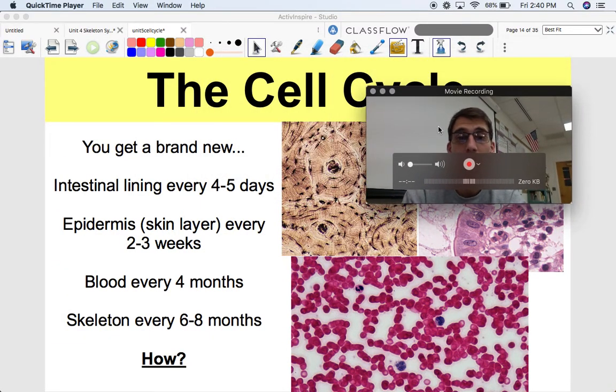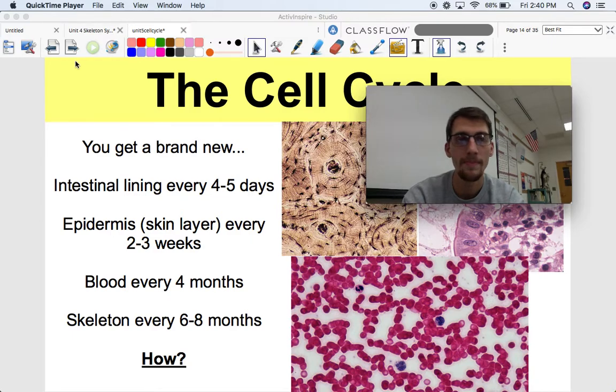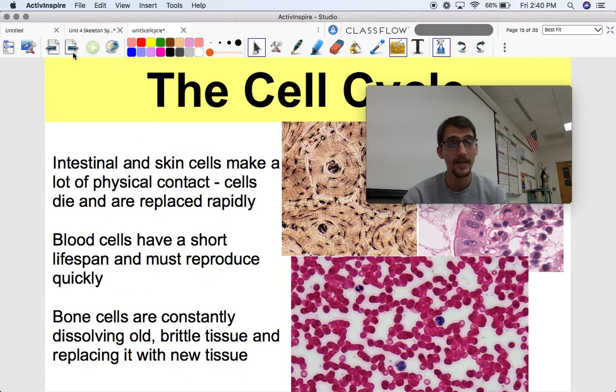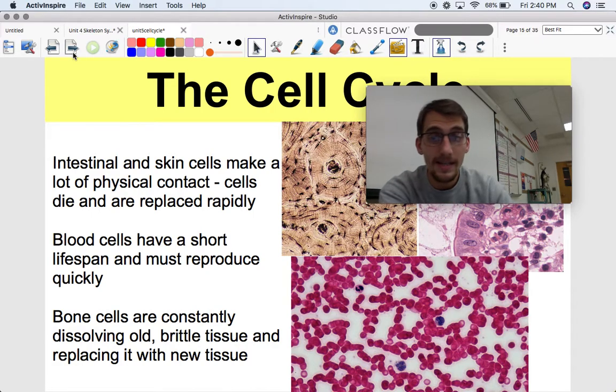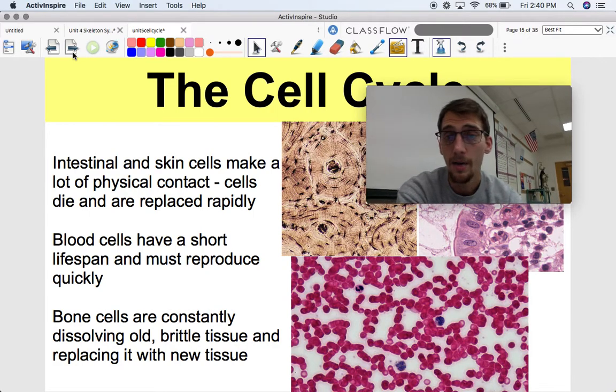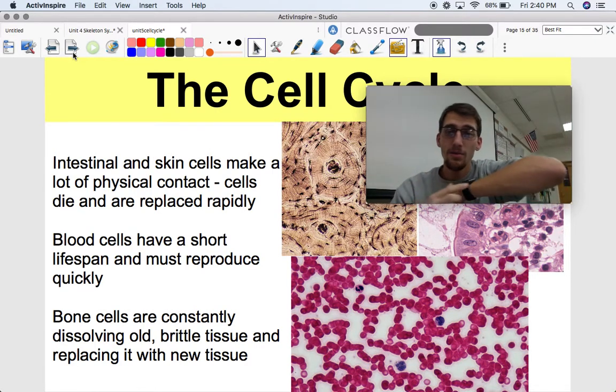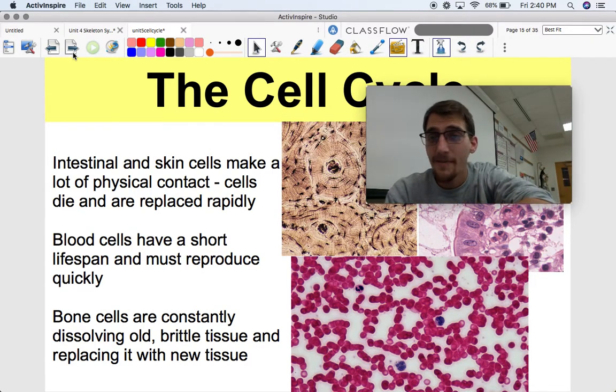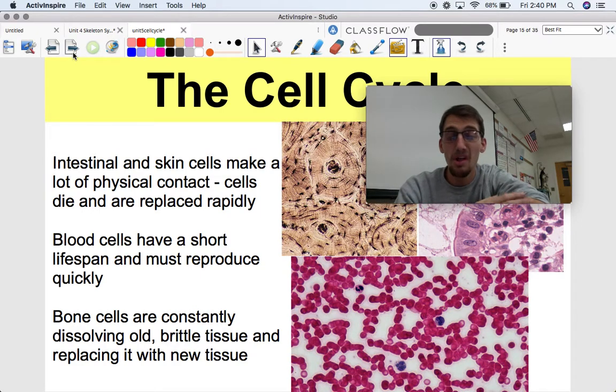Okay, so let's get back to these two questions here. How do your body parts replace themselves? Well, the short answer is through cell division. Intestinal and skin cells make a lot of physical contact. The cells basically replace themselves. You lose pounds and pounds of your skin every single year. It sloughs off or gets brushed off, and it becomes the dust in your house. But those dead cells that are brushed off of your body are replaced by new cells that come from underneath.